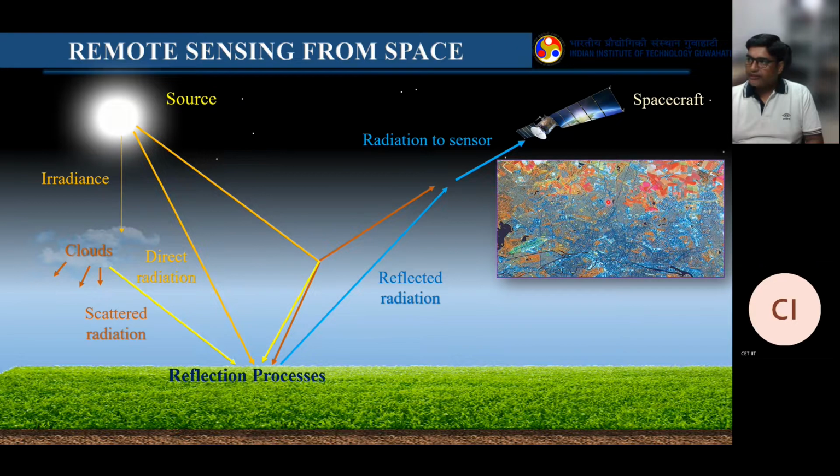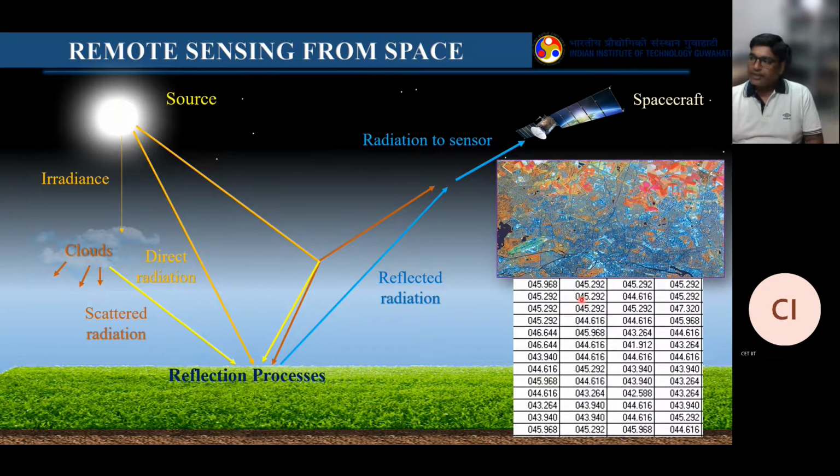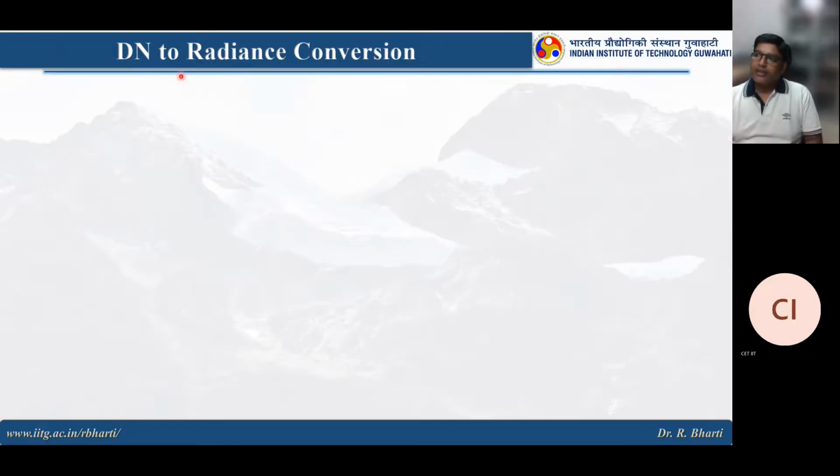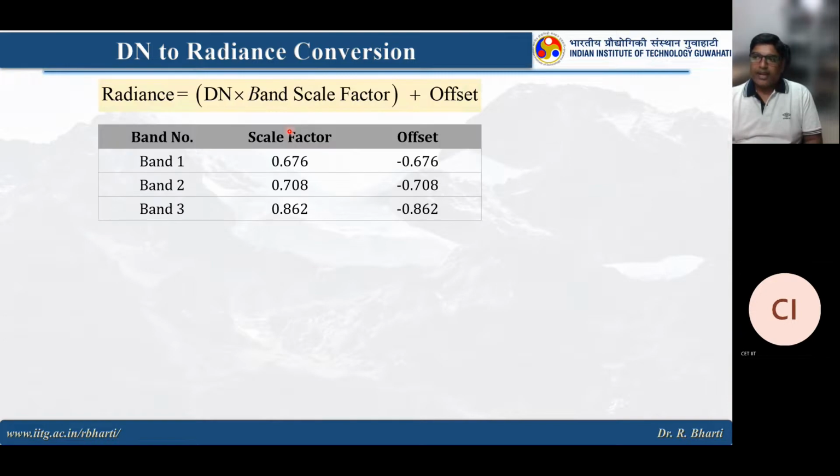So directly you see this kind of image, but these images are nothing but a matrix where each element represents the digital number of a particular pixel. This is basically the scaled value. You need to convert, because this DN value is not a unique value; it depends on your illumination condition. If illumination is very good, you will get a very good number in your DN. If it is a cloudy day, your DN for the same pixel will be less. So we convert DN to radiance, and for that I have given this formula: radiance is equal to DN into band scale factor plus offset. This band scale factor and offset will be provided by the space agency.